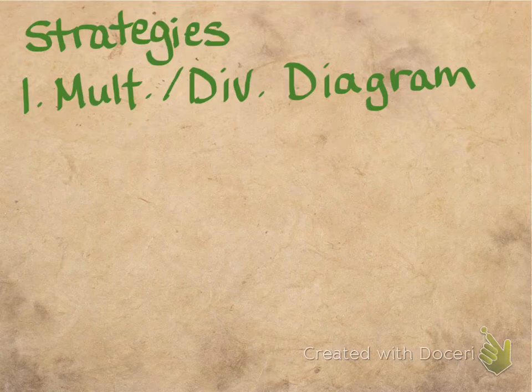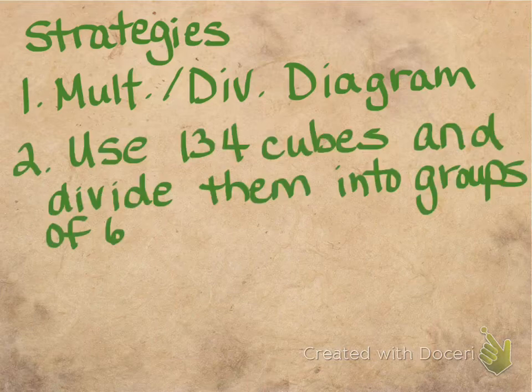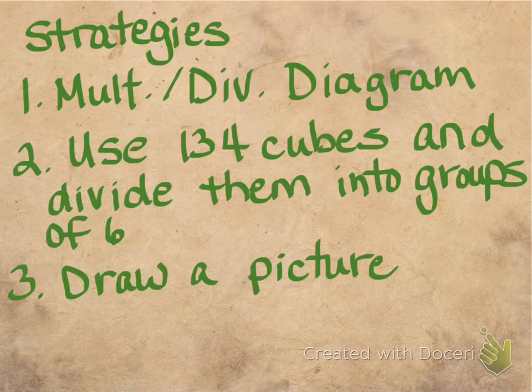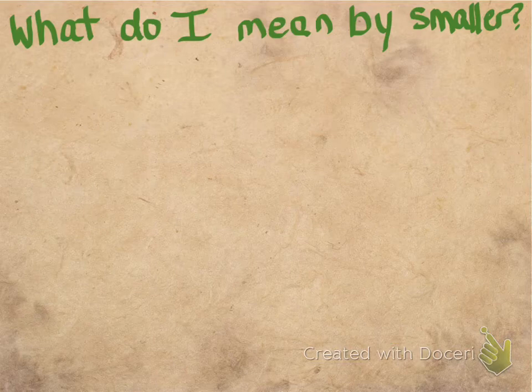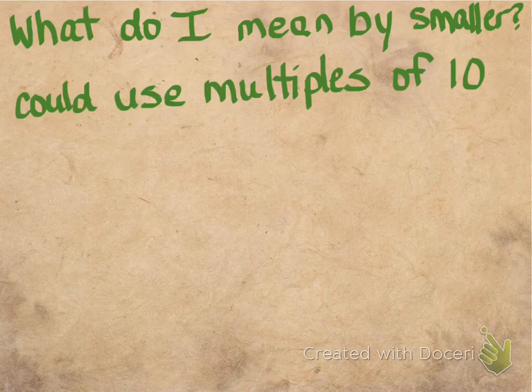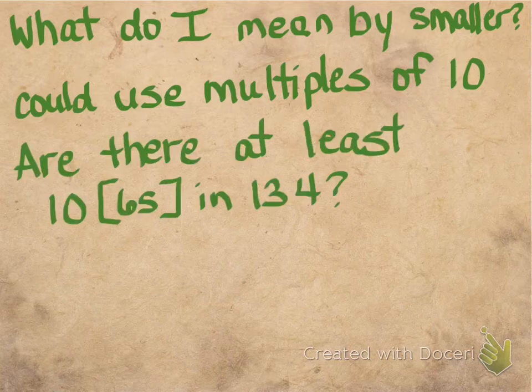So, what are some strategies that we can use? Well, we could use our multiplication and division diagram that we used in the last lesson. We could get out 134 cubes and divide them into groups of 6. We could draw a picture. Or we could break 134 into smaller numbers. What do I mean by smaller, you might be wondering? Well, we could use multiples of 10. So let me show you how that's going to work.